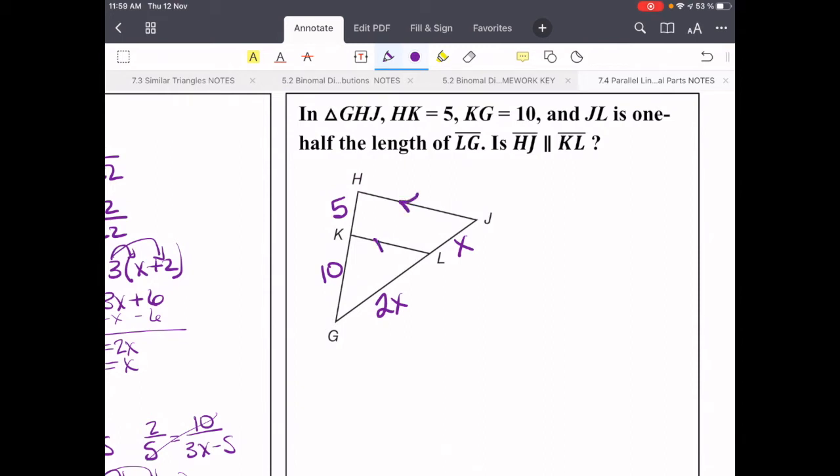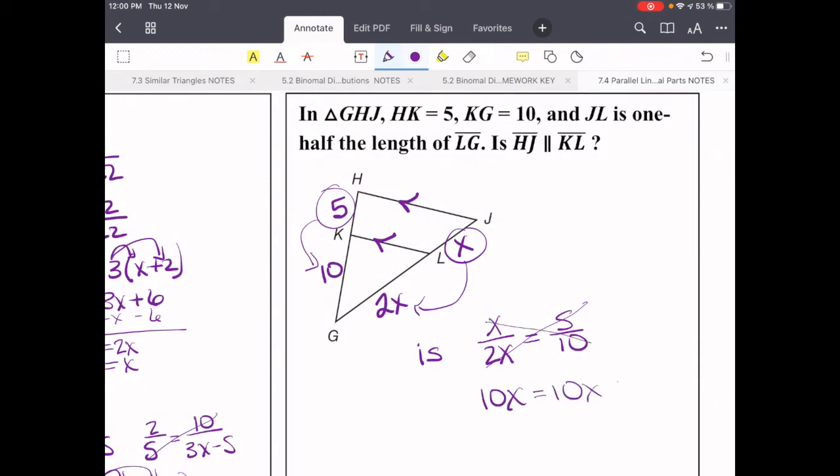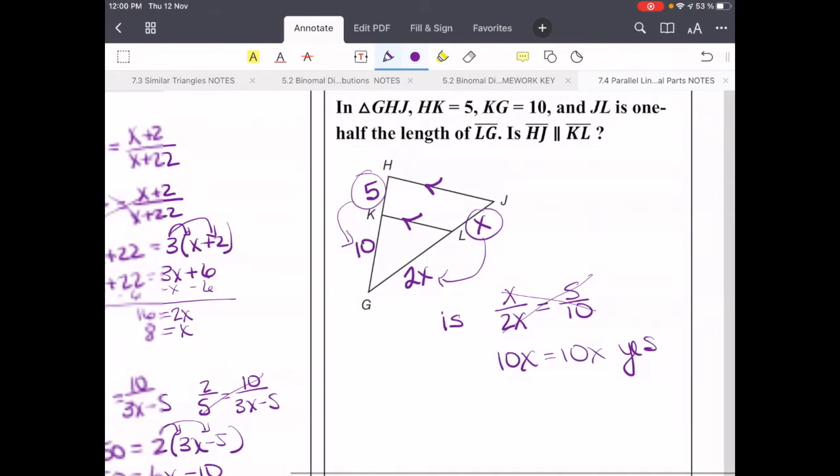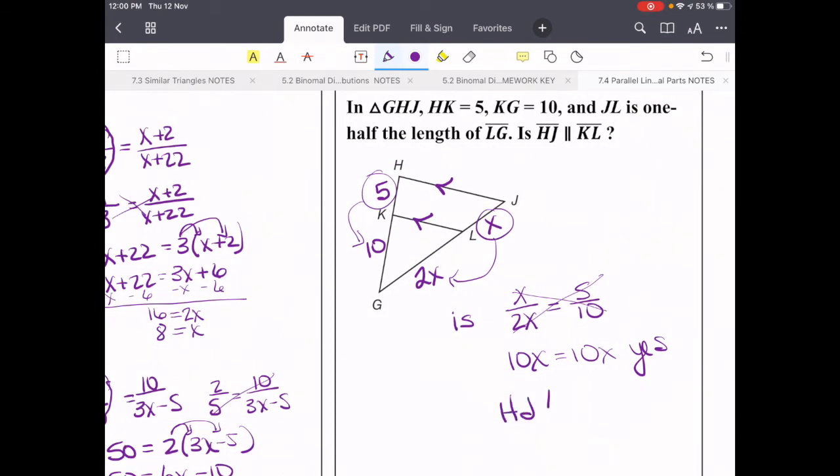So we're wondering if these two lines are parallel. If they are parallel, then 5 would go to 10 the same way that X goes to 2X. So we're going to set up a proportion and ask, is X over 2X equal to 5/10? To solve that, we just have to cross multiply. So 2X times 5 is 10X. X times 10 is 10X. So yes, those are equal, which means that HJ is indeed parallel to KL.